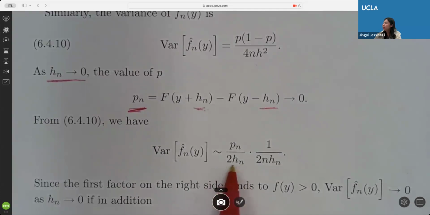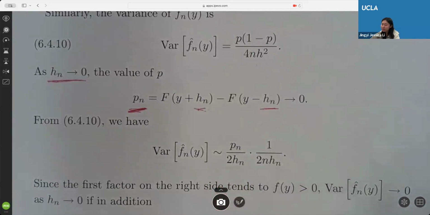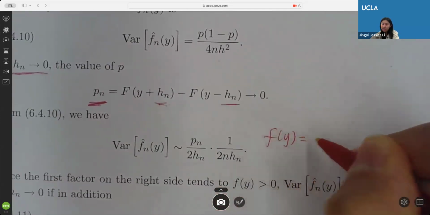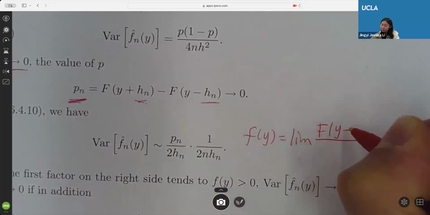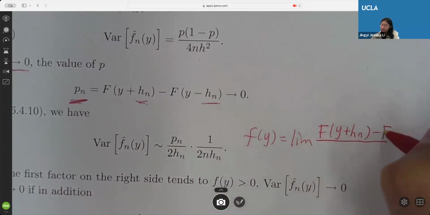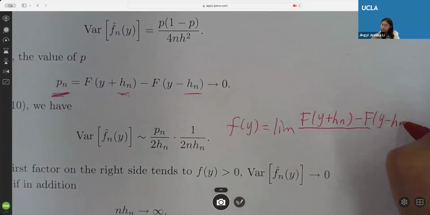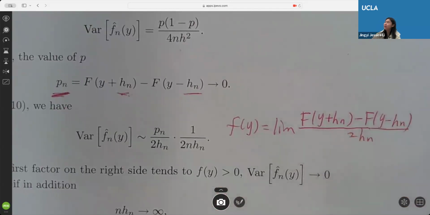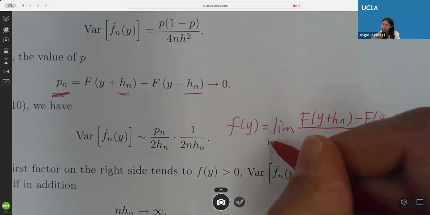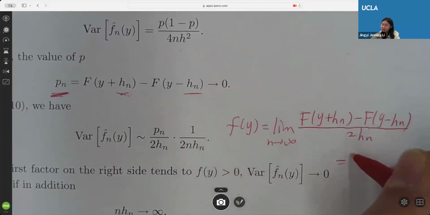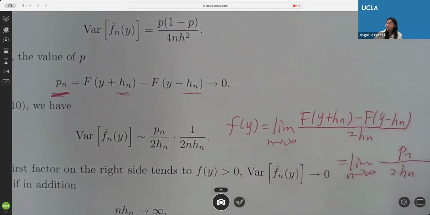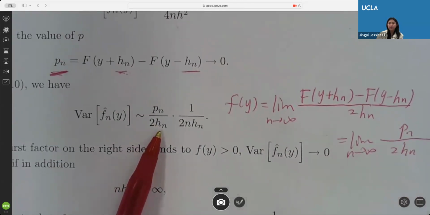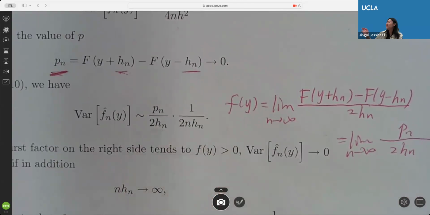This is actually having a limit as my density, right? Remember the density Fy is defined again as the limit of Fy plus Hn minus Fy minus Hn over 2Hn, right? And as n goes to infinity, this is exactly what I call Pn over 2Hn. So that's why for the first term, we have a limit as Fy. We know it's positive. That's why we need this positive thing.